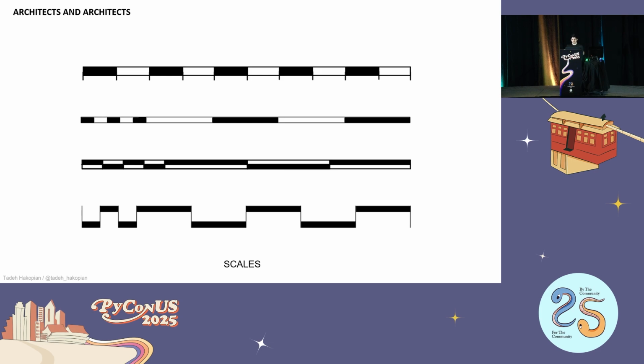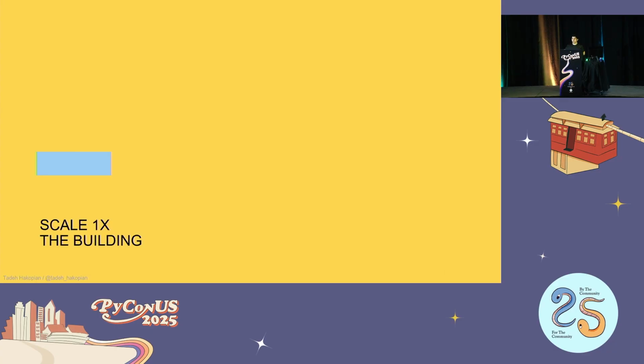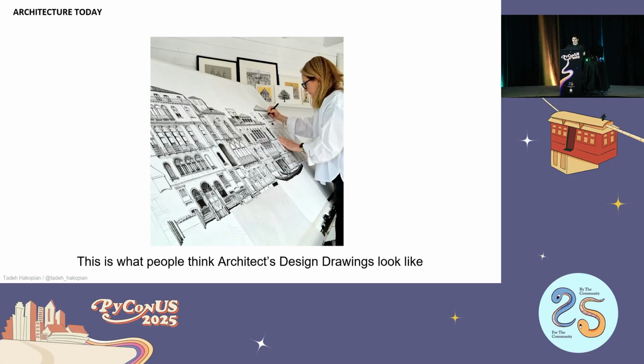So we'll start with scale 1, which is the building itself. And when people think of architects working, this is usually the picture, somebody standing at a desk with a drafting table, drawing away. It's very beautiful, very traditional. And architects still like to do that. They still like to be tactile with their hands.